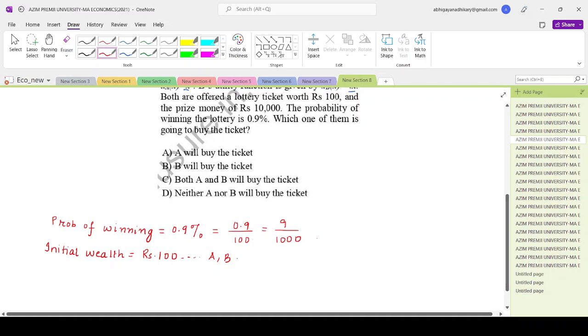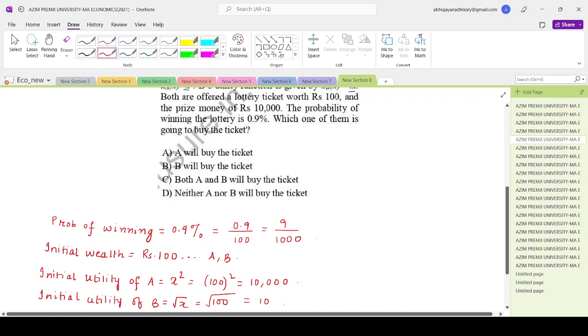Okay. So now what is the initial utility of agent A? It will be x squared. So that is 100 squared. That is 10,000. And what's the initial utility of B? It is root over x. So that is root over 100, which is 10. So this is the initial level of utility before any kind of gambling begins.